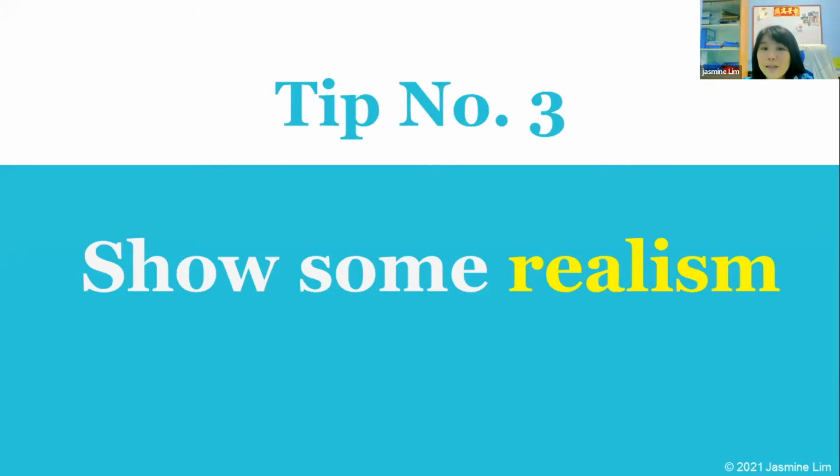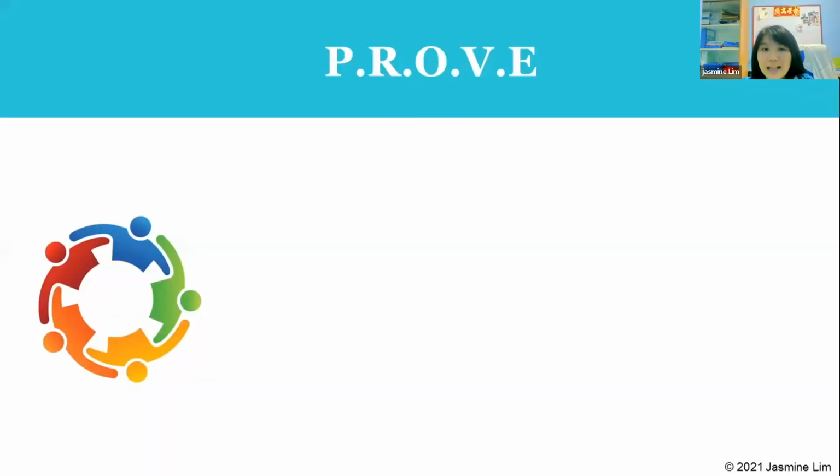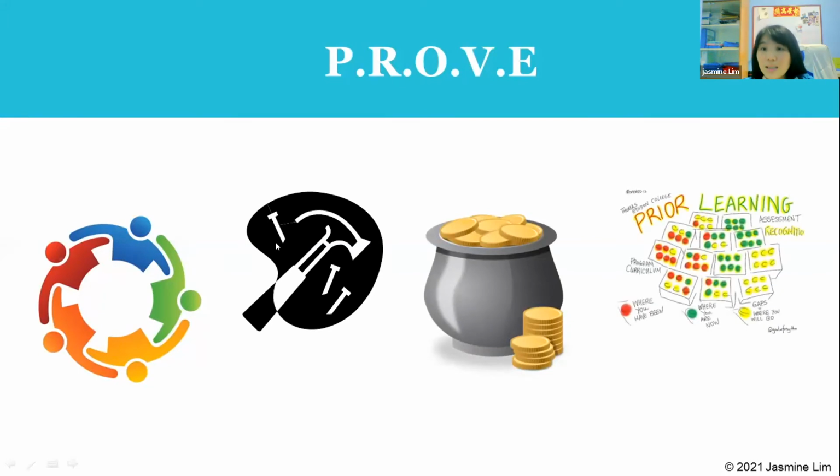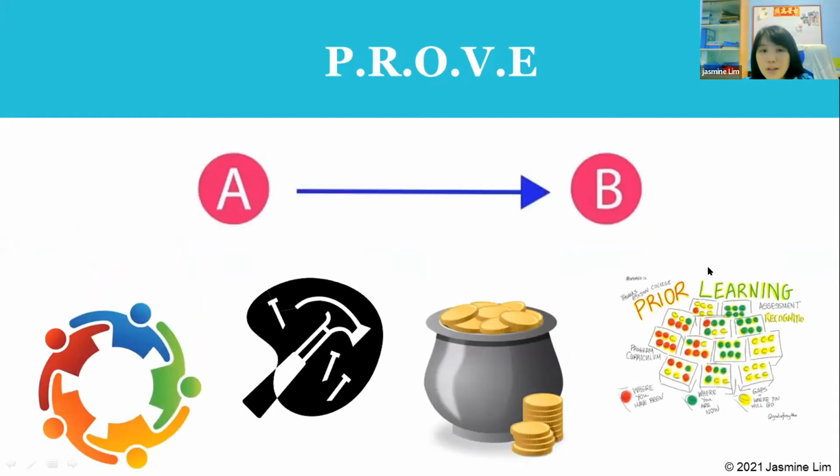Tip number three, you have to show some realism. What do I mean by that? You have to prove how you're going to do it. First of all, you have to tell people who your team members are, who the experts in your team are to deliver the idea, what tools we're going to use, what methodology we're going to use to study the problem, whether you have funding to deliver the studies, and what the evidence from previous results is. It's very crucial that you tell your audience how you're going to deliver these things from A to B.